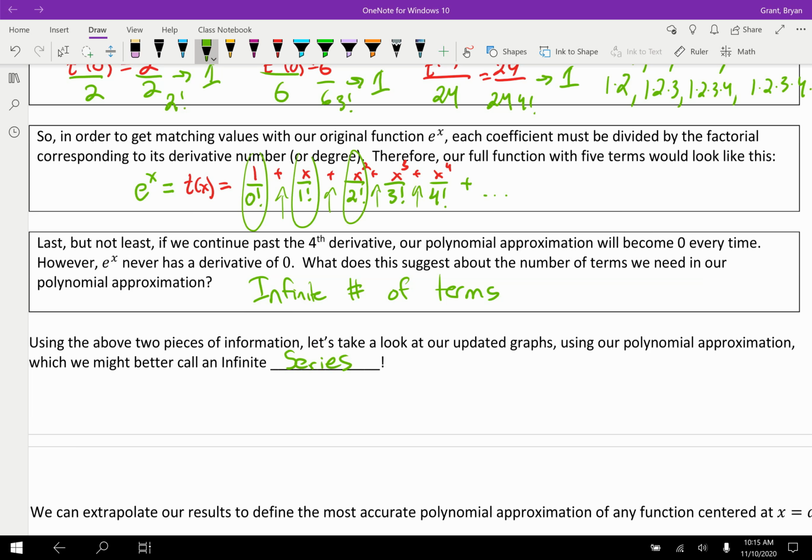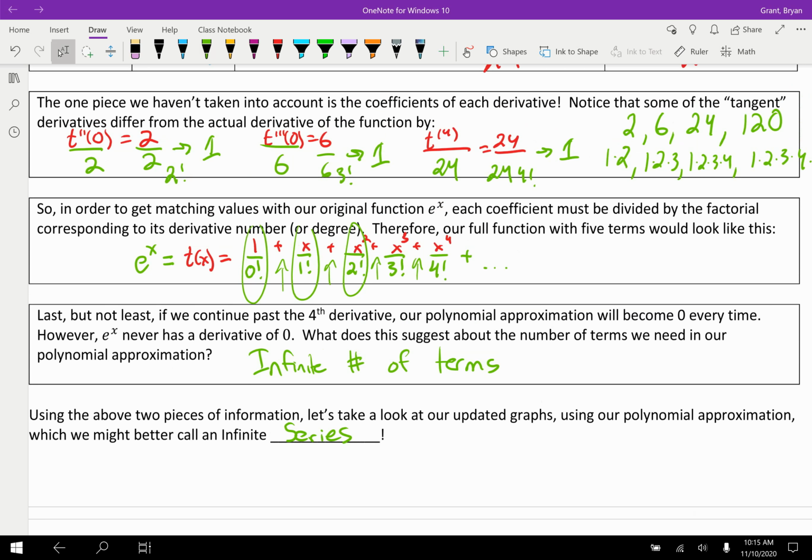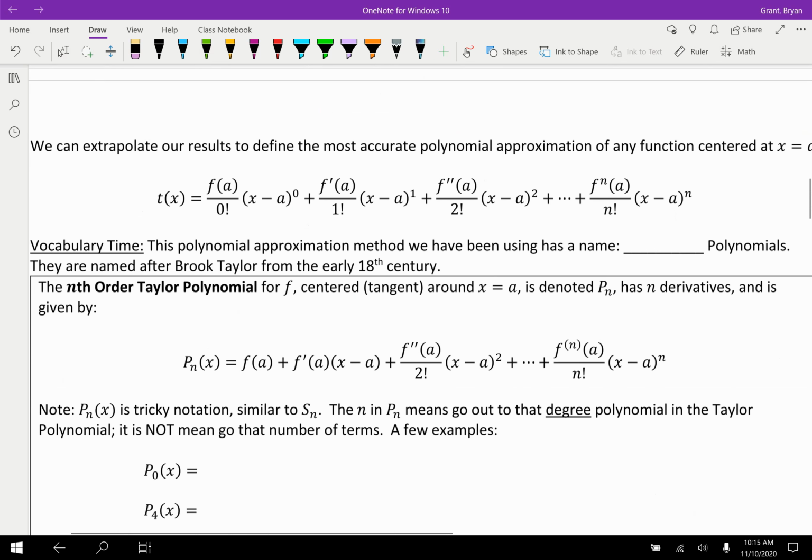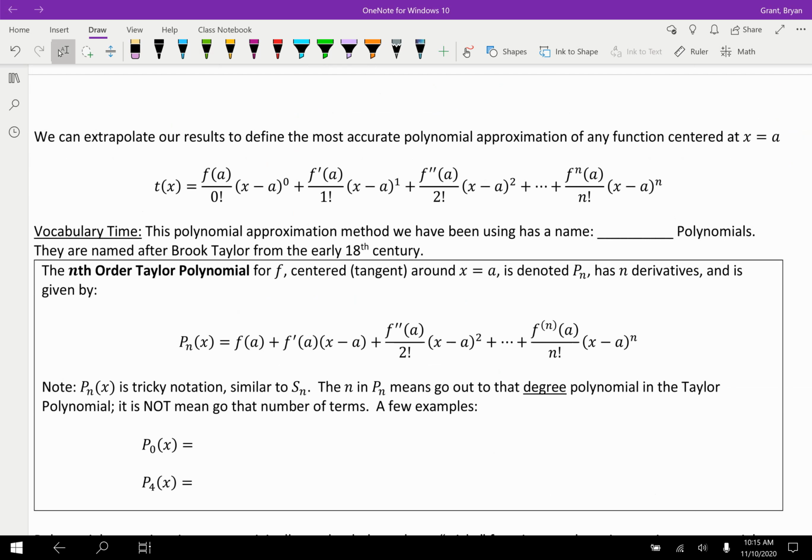Now, what we're going to do on the next page is take these results and try to generalize how we could do this process for any function, not just e to the x. So here we go. Our most accurate polynomial approximation of any function, not just e to the x, of any function with some center, we centered ours at x equals 0 up above, is given by this. And this is exactly what we just did, right?